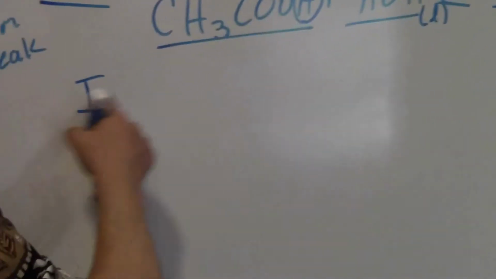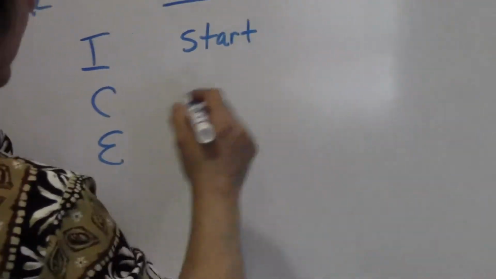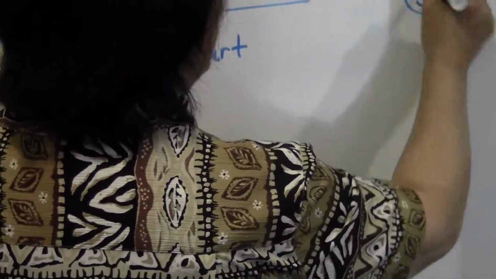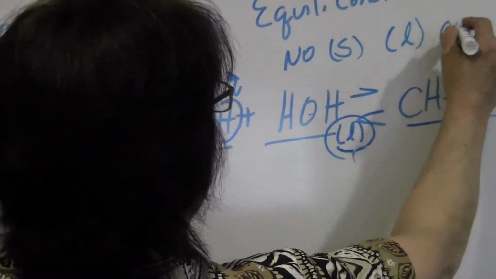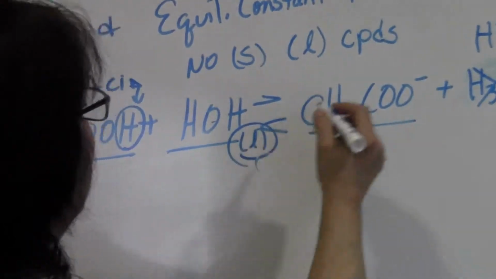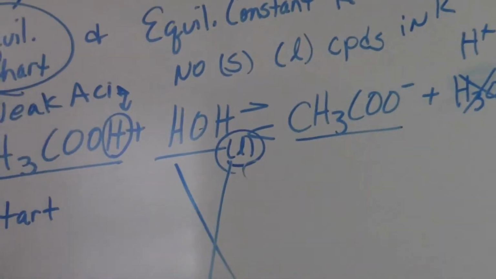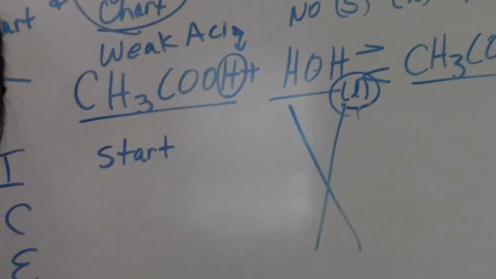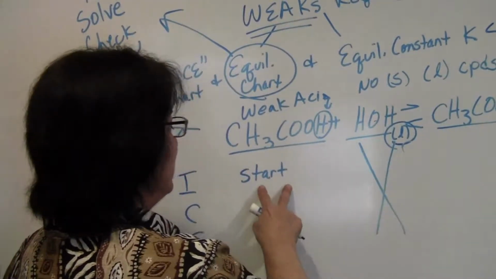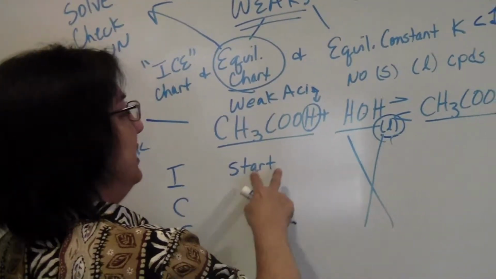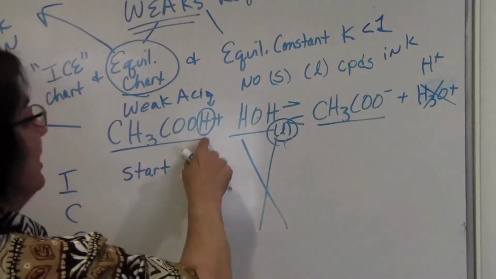Remember, I stands for the initial concentration that they give you at the start. Oh, there's that L. Remember, there is no S or L. There are no S or L compounds in a K or ICE chart. So I'm just going to go ahead and cross water out. You can't have a concentration of water, people. And again, since it's the I, the initial, and the problem does not give us concentrations here. Oh, I'm sorry, I left this out.